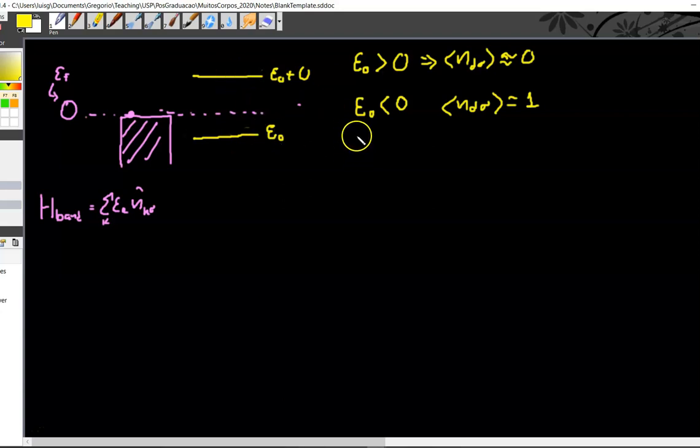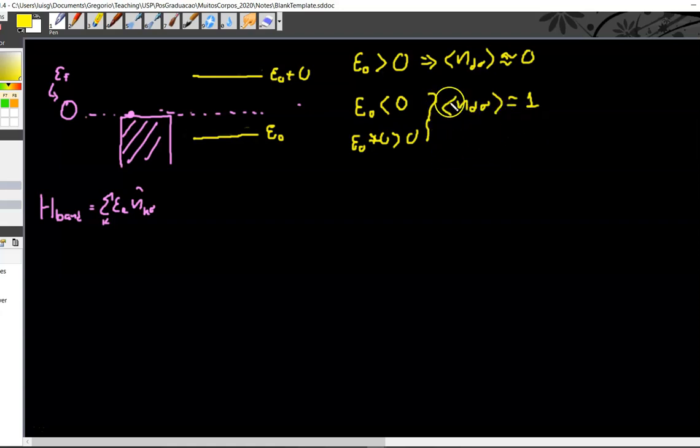As long as this epsilon 0 plus U is larger than 0, then I'll make sure that it's more favorable to have only one electron here. Because, yeah, it's good to have an electron here. It lowers the energy, but if I want to have 2, then the overall energy is larger than 0, so again, nothing. So in this case, the whole ground state will have occupation approximately 1 in the dot.